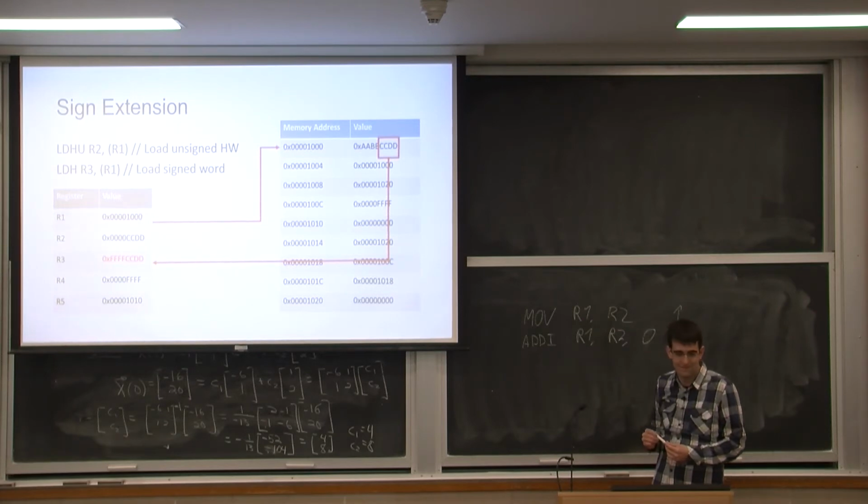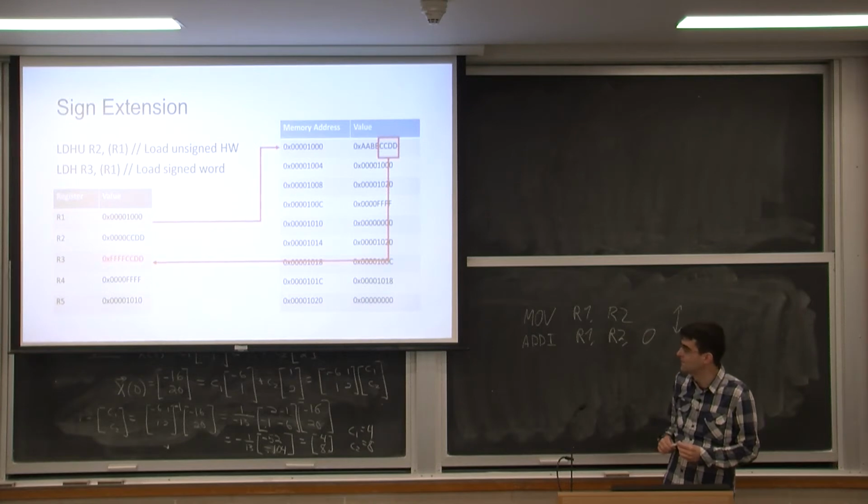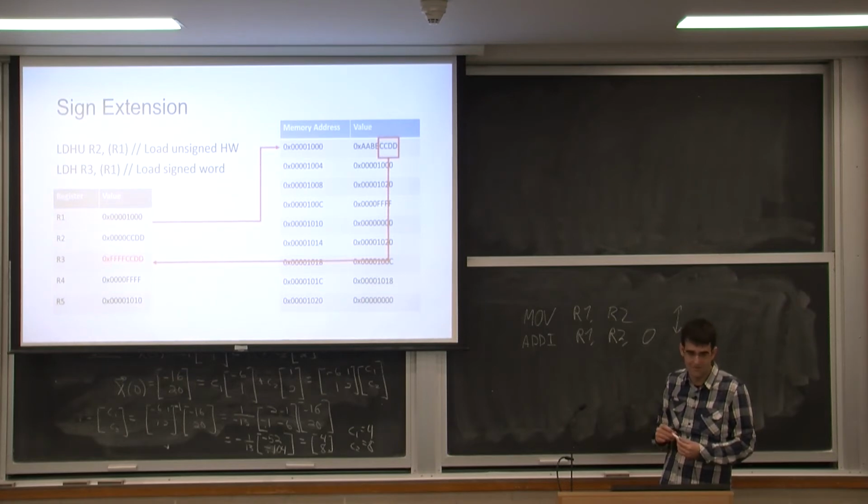I just have a question. So the reason it's all F's is because C is 12. So it just replicated the 1. Yes, the upper bit, the bit number 15 or 16, whatever you want to call it, the sign bit.